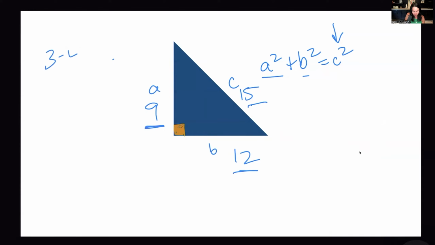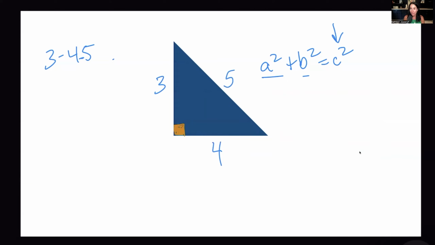So 3, 4, 5 triangle. That means that if one leg is 3 and the other leg is 4, the hypotenuse is always 5. If the hypotenuse is 5 and one leg is 4, the other leg is 3. As long as you have 2 out of the 3 measures and it falls into this triple, you can find out the other side. Okay.